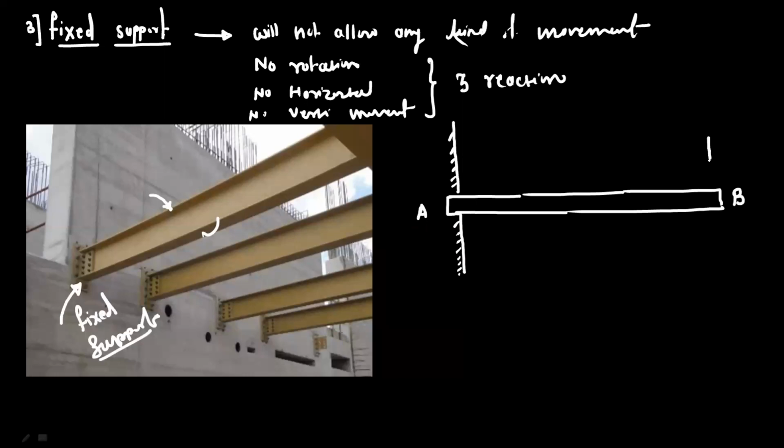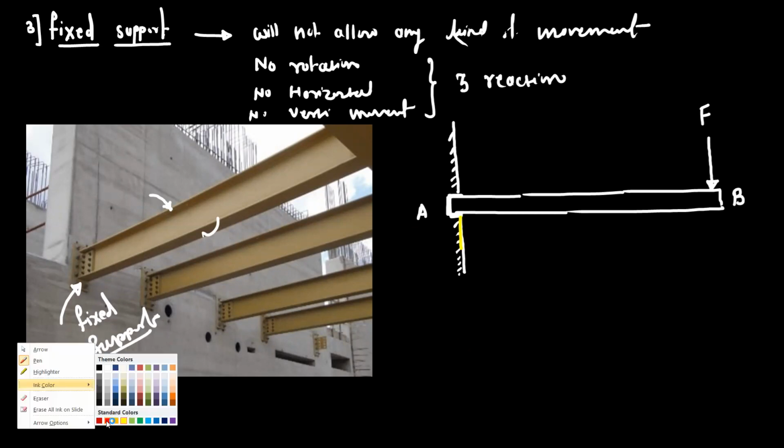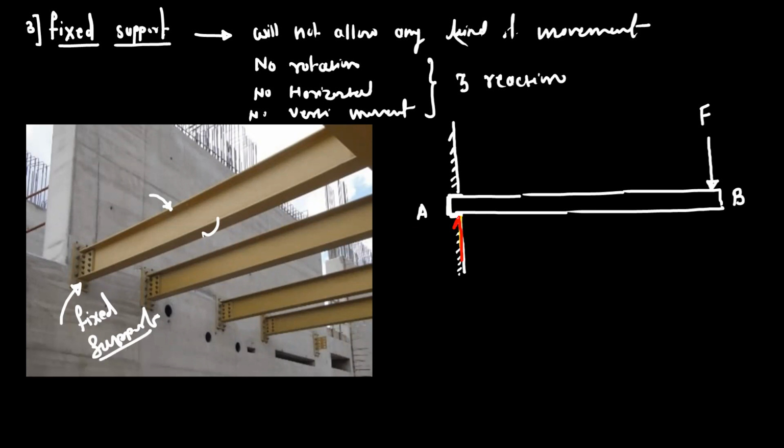So now if I apply the force on the beam AB, then the beam AB will be in perfect equilibrium. There will not be any rotation, or any horizontal or vertical movement. So at point A, we will show three reactions. The first reaction is because there is no motion in the downward direction. So this is the vertical reaction, which is VA.